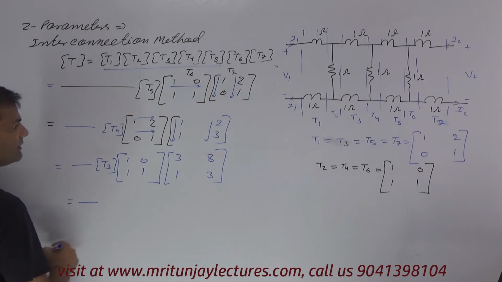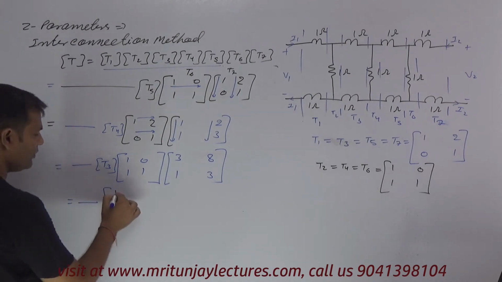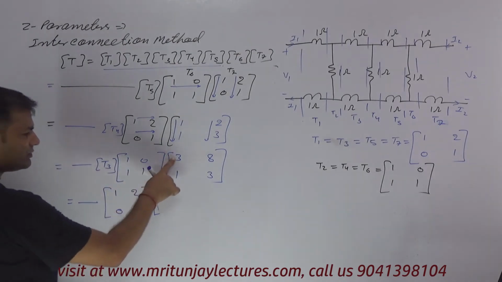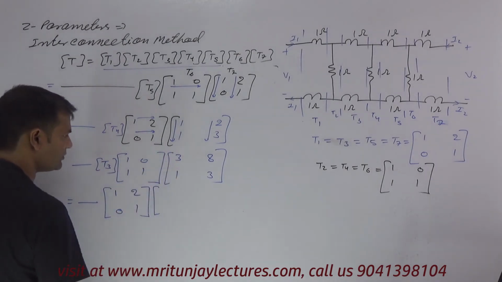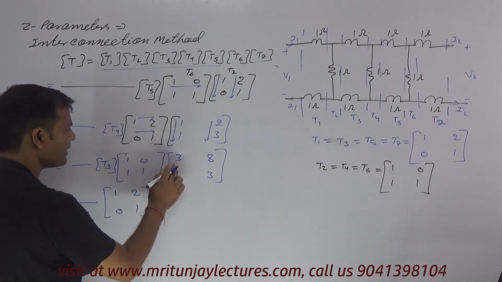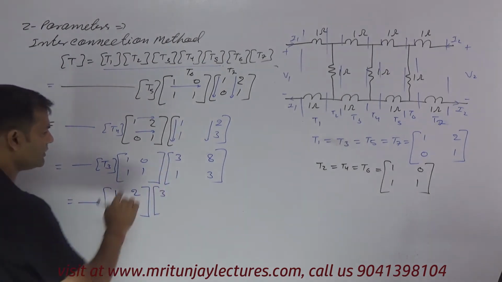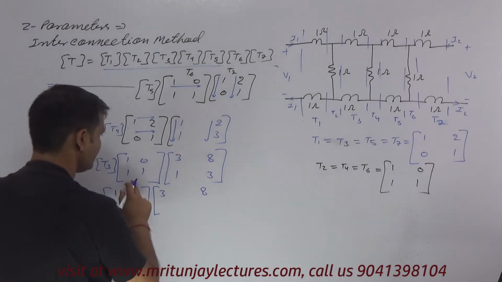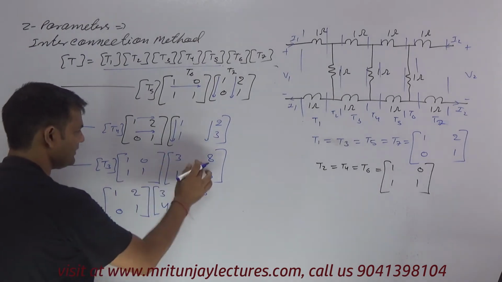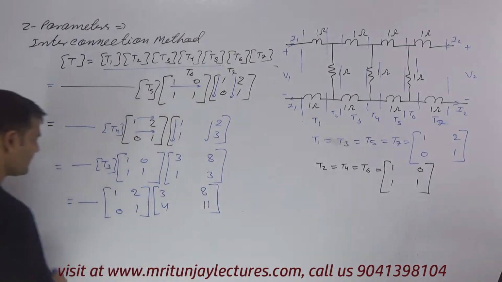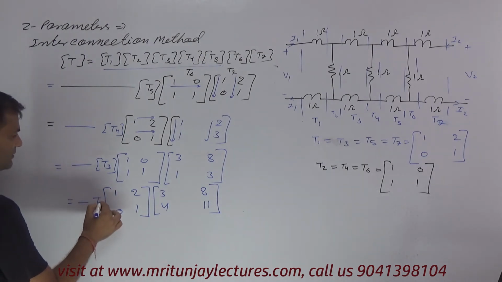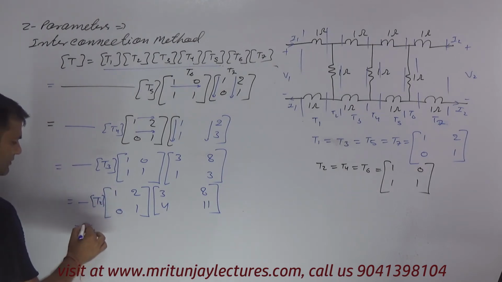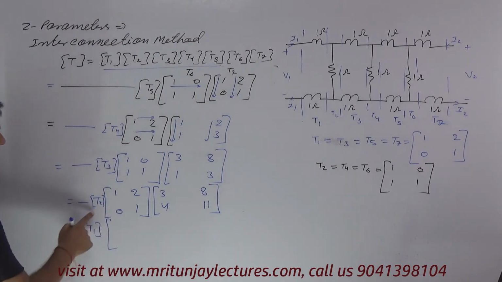Now T3 is 1 2 0 1. Now 1 into 3 is 3, and 0 into 1 is 0, so that is 3, and this is 0. 1 into 8, that is 8, and 3 plus 1 is 4, 8 plus 3 is 11, and here that is T2. So now T1, and what about T2?